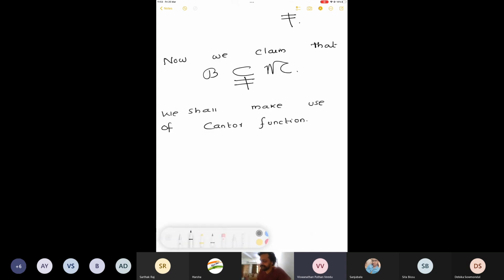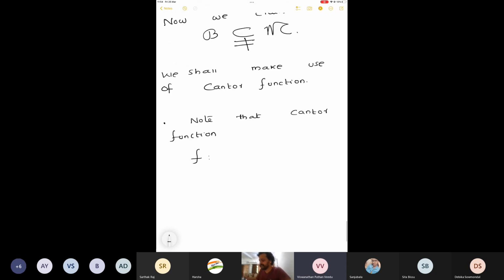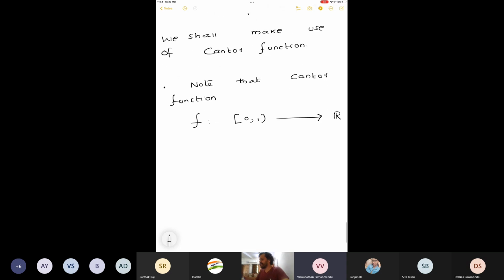Note that I am assuming this result: the Cantor function f from [0, 1] to R, in fact it will not be into R, it's a subset of R, I will tell you what that subset is, is measurable.